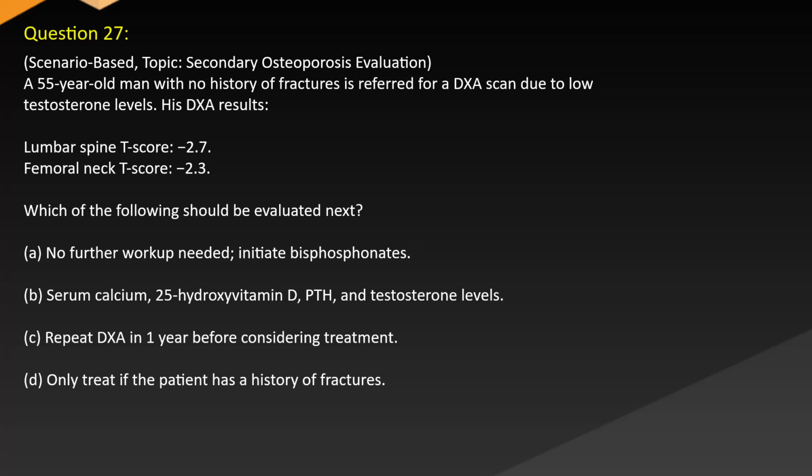Question 27, scenario-based. Topic: secondary osteoporosis evaluation. A 55-year-old man with no history of fractures is referred for a DXA scan due to low testosterone levels. His DXA results: lumbar spine T-score, -2.7. Femoral neck T-score, -2.3. Which of the following should be evaluated next?